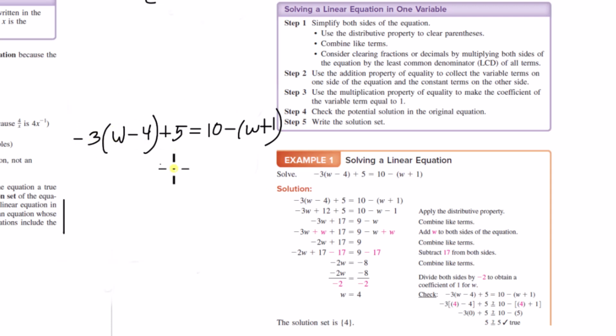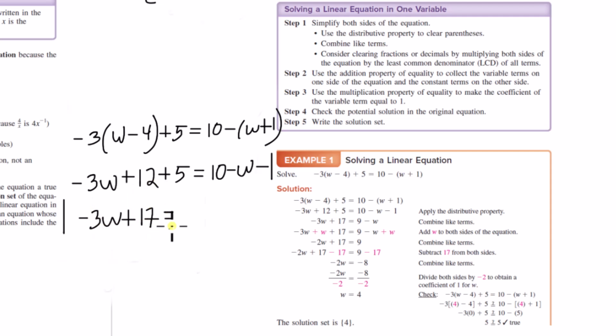Let's distribute this. So minus 3w, minus 3 times minus 4 is 12, plus 5. We've got rid of that parentheses. Now here we can distribute this minus, and so we get 10 minus w minus 1. But now we can continue to simplify because we've got 12 plus 5. Now here we've got 10 minus 1 is 9. So this is going to be much easier to work with than what we started with.